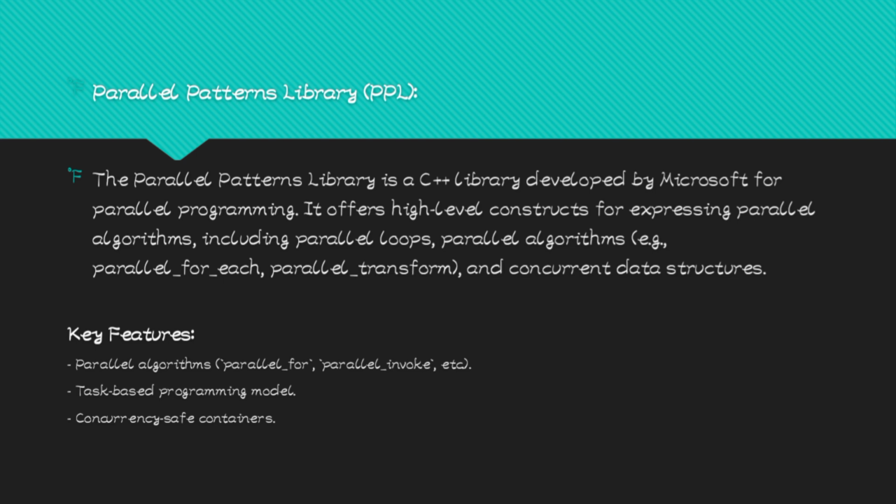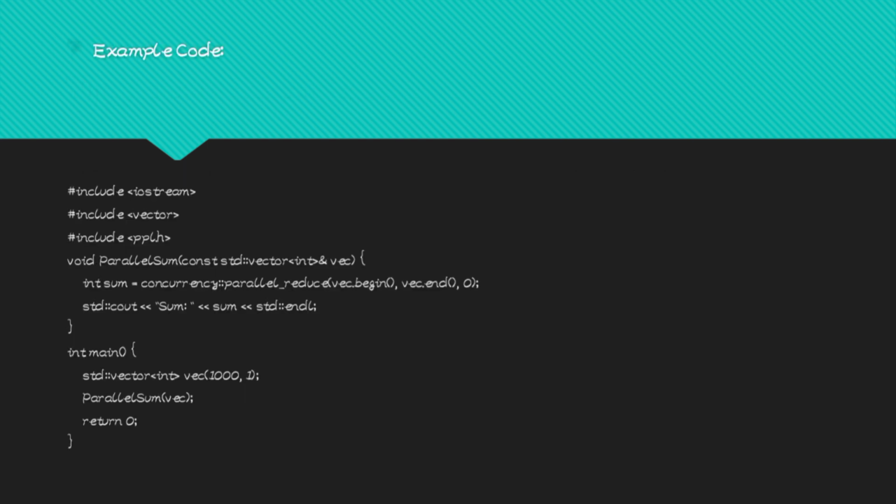For exchanging parallel algorithms, including parallel loops, parallel algorithms, e.g. the parallel for each, parallel transform and concurrent data structures. So the key features of the Parallel Patterns Library: we have the parallel algorithms, where we have the parallel for, parallel invoke, etc. And we also have the task-based parallel model and the concurrent containers.